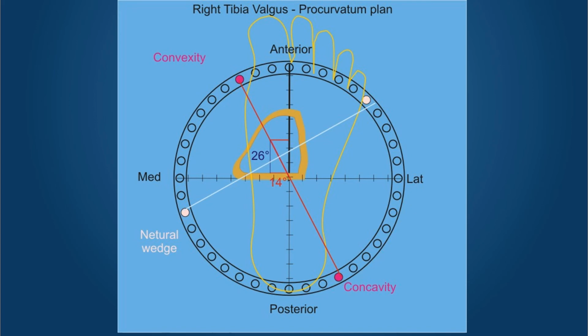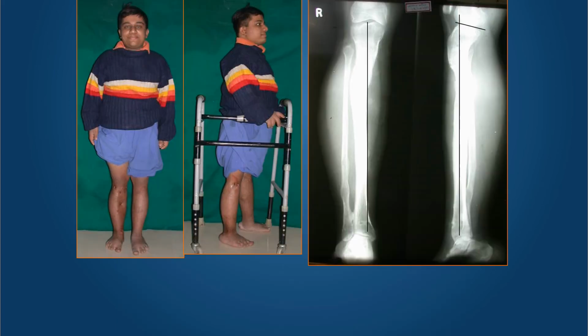Here we have chosen the white line perpendicular to the purple line which passes through the center of the tibia for correcting the angular translation deformity. And you can see over here how he has completely corrected his deformities.